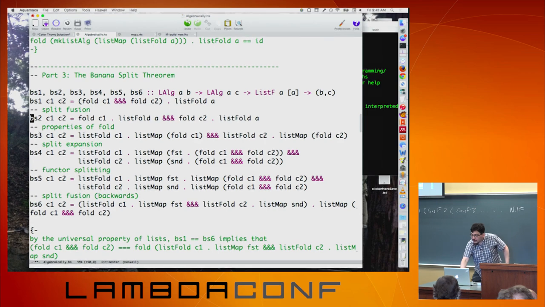These are all written point free, right? They like to do it point free so that these laws look more equational. So here I've got a pipeline of operations. The second operation of the pipeline is this pair of folds. And the first operation is a single list fold, right?